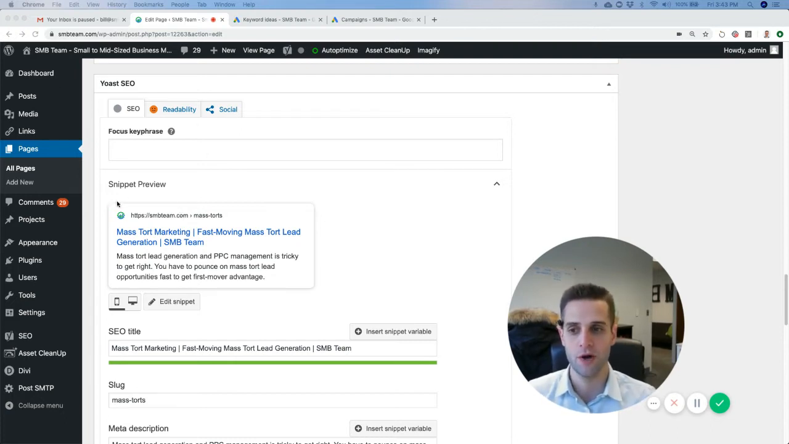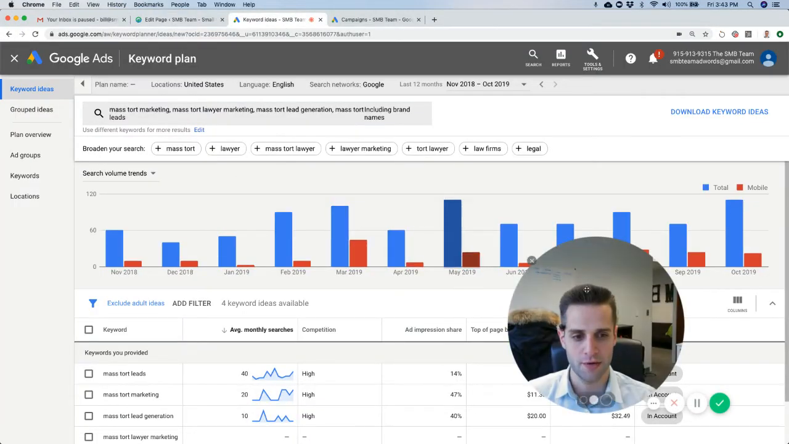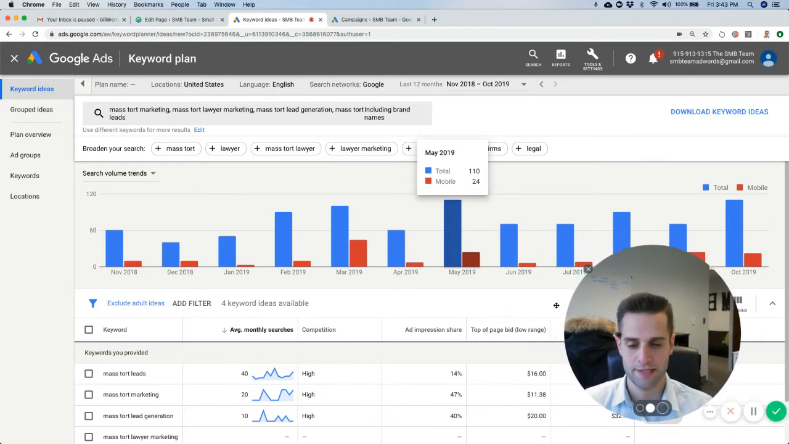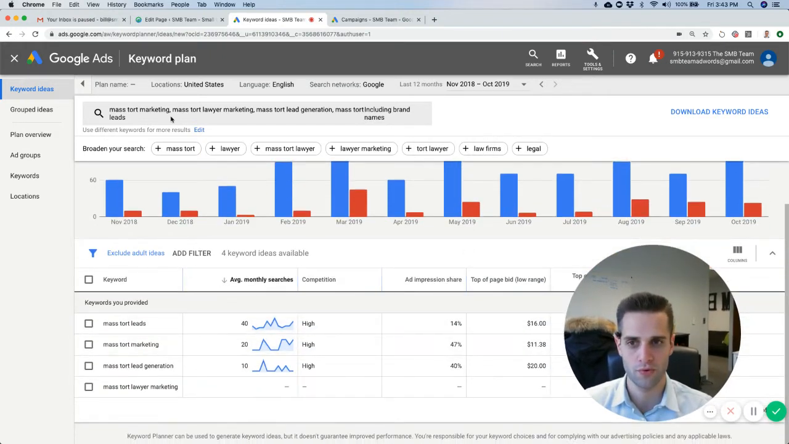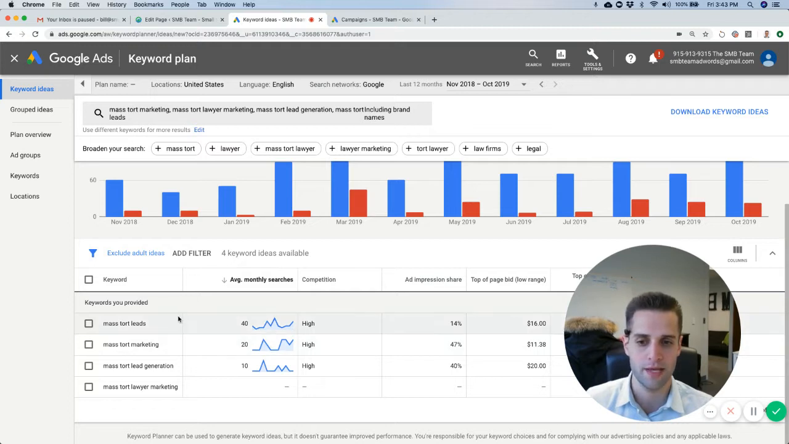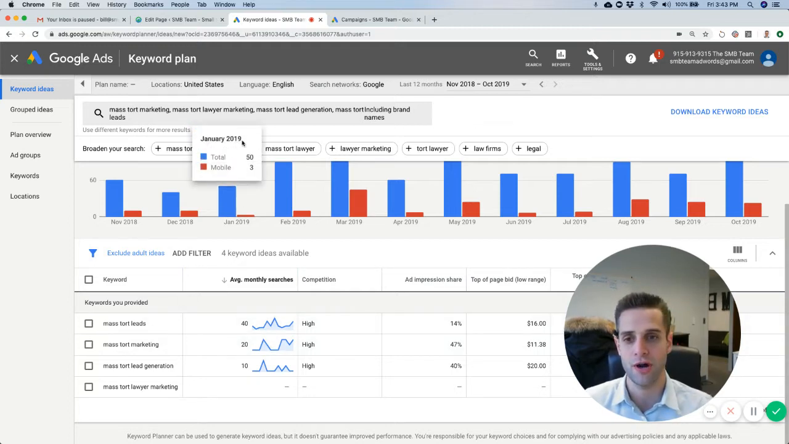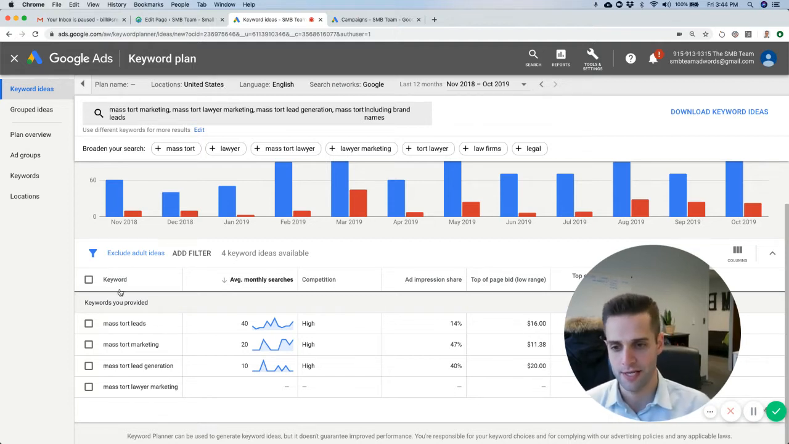So next we go into the details. In the details, I'm obsessed with the keyword planner. So that's where I'm going to go next. I'm going to type in some of the core words that are on our site, which we've already done keyword analysis for. I'm going to put them in and see which ones have the highest traffic in the keyword planner for the United States nationwide. You can see here the word mass tort leads is the highest traffic, mass tort marketing is second, and then mass tort lead generation is third.